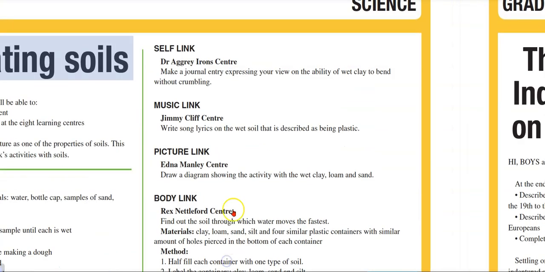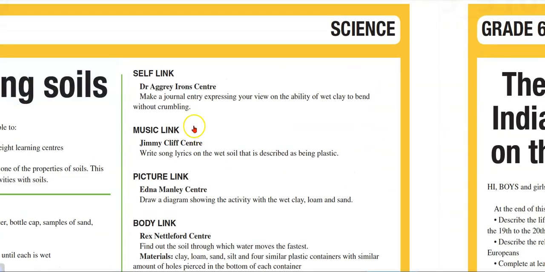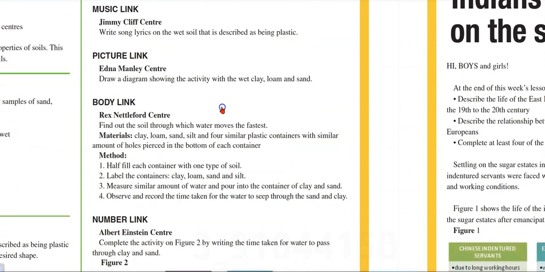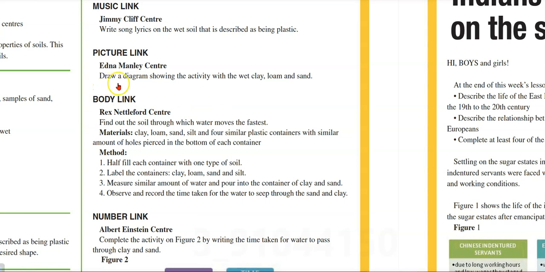Let's go. Self-link, make a journal entry expressing your views on the ability of wet clay to bend without crumbling. Let's go. Music link, write song lyrics on the wet soil that is described as being plastic, so that would be clay. So write a song about clay. Picture link, Edna Manley Center. It says draw a diagram showing the activity with the wet clay, loam, and sand.